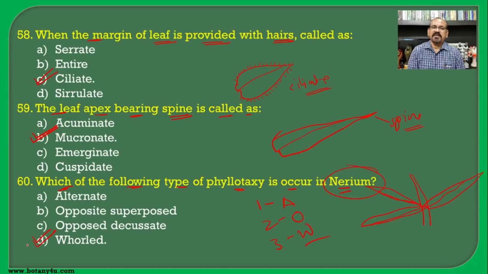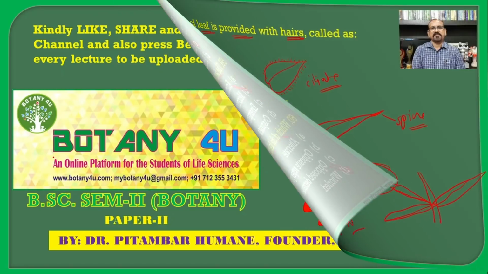So friends, here we have finished the 60 MCQs based on the unit 1. I am confident that this lecture will be useful to you in understanding the vegetative morphology of angiosperms, and also will help you in preparation of your online examination conducted by the university.